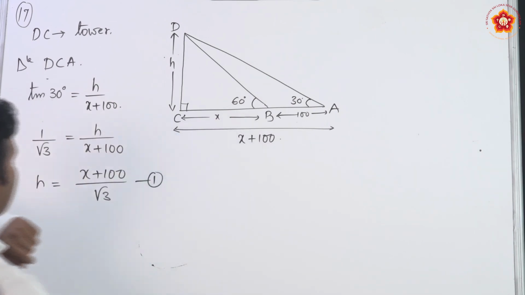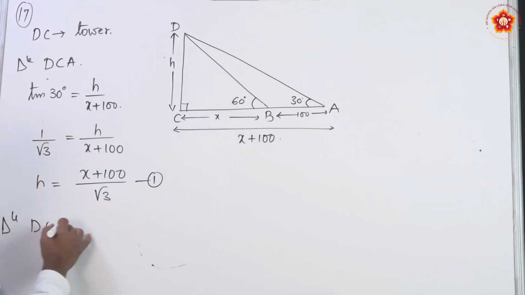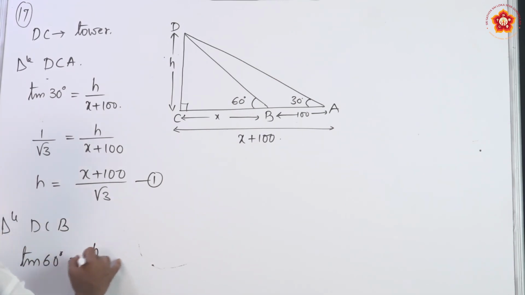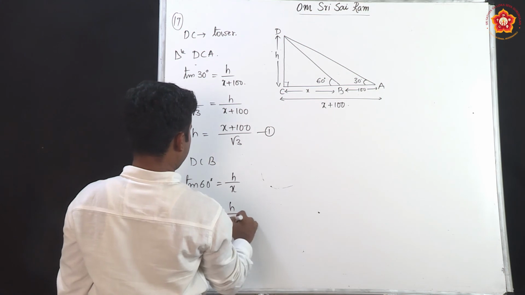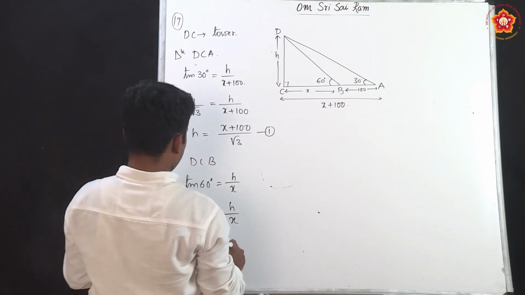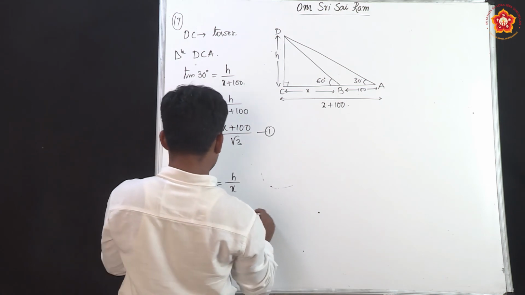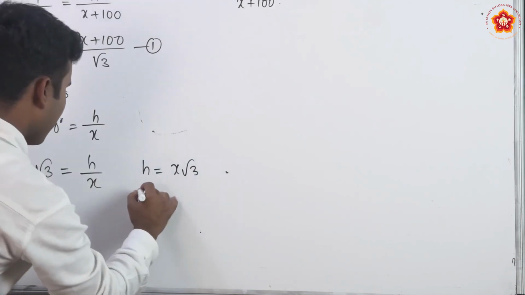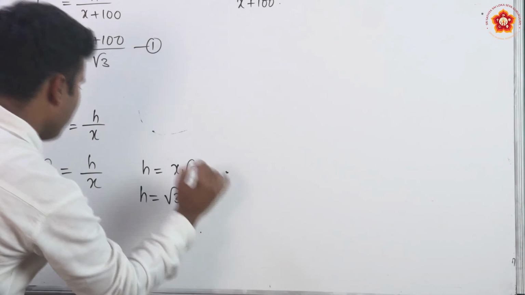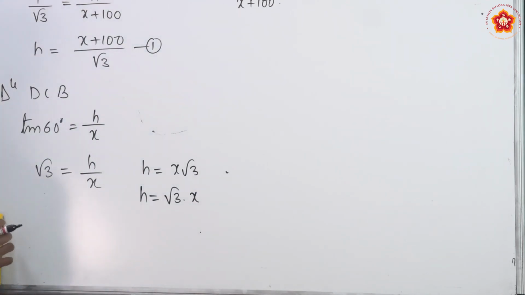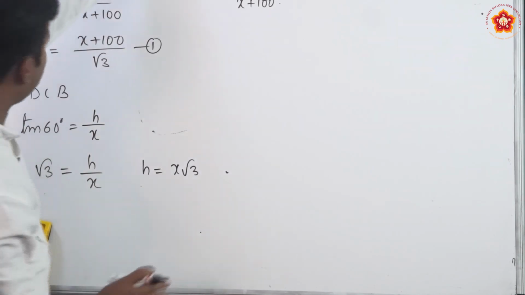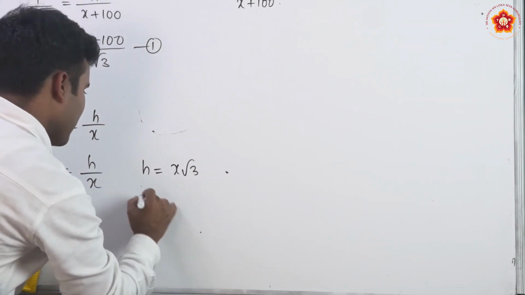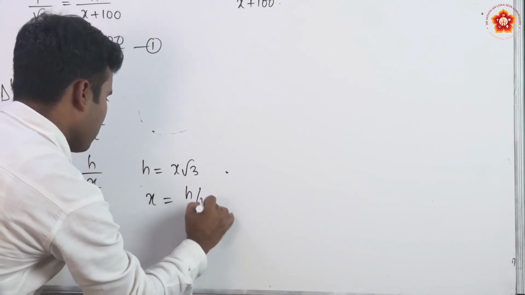Similarly, you define tan 60 degree from the triangle DCB. So, tan 60 degree is equal to opposite side h and adjacent side x. What is tan 60 degree? Root 3 is equal to h by x. From this also I can write what h is. h is equal to root 3 into x, or better you write down this for x, since we have to find h. So, what is x now? x is h by root 3.